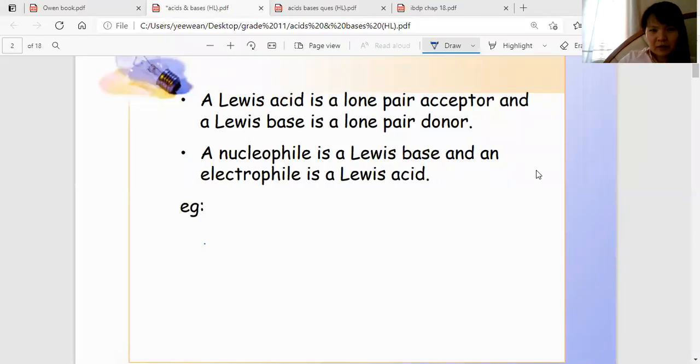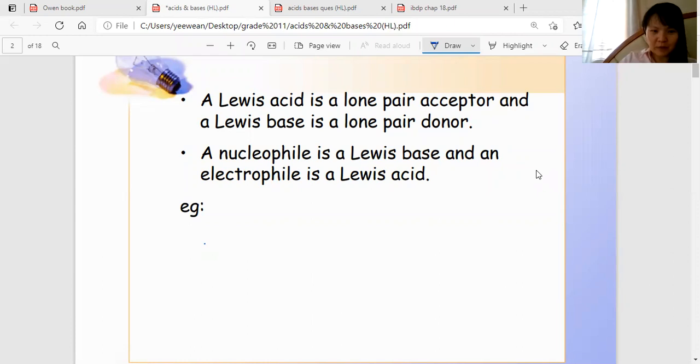This video is about Lewis acids, base, Ka, Kb, and Kw. Okay, so a revision on Lewis acids and base. A Lewis acid is something that can accept a lone pair of electrons, and a Lewis base is something that can donate a lone pair of electrons.